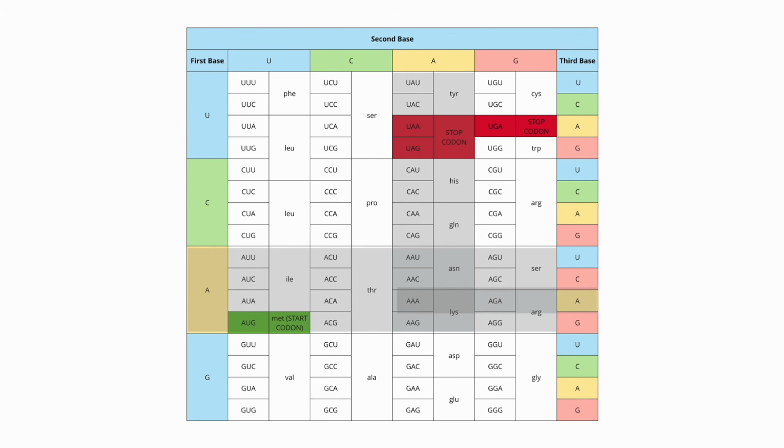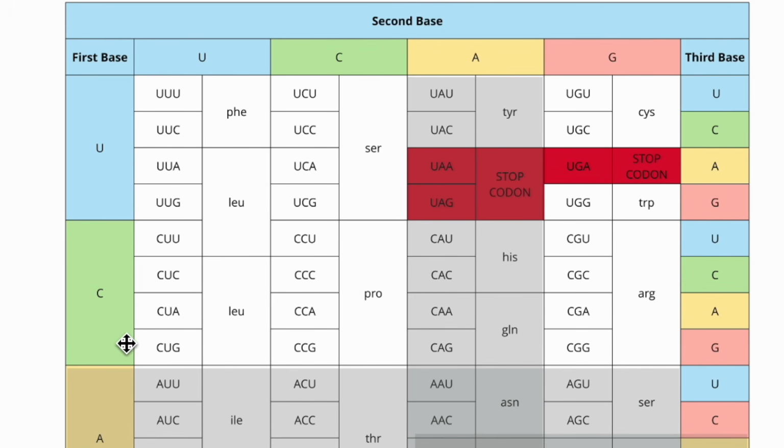Codon charts can also look like this. So let's look at CCC again. C is our first base here. We would go to the top for our second base. Here's another C, and then find that third base C that also corresponds to proline on this chart. It is a universal genetic code.